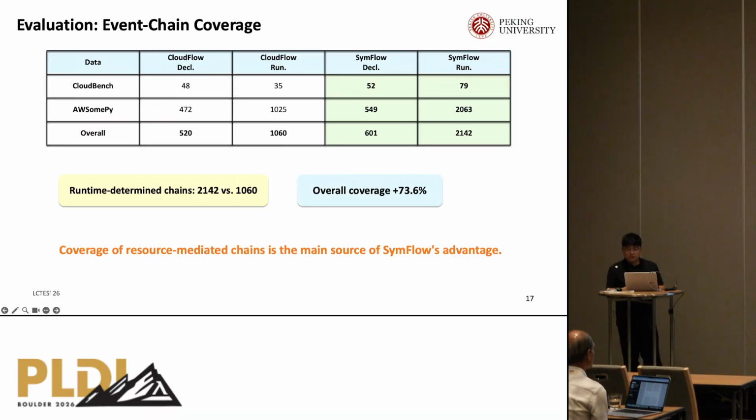And this table explains where the additional detection comes from. For declared dependency, the gap is moderate because both tools can read trigger mappings from ANSI files, and the important gap is shown in the SymFlow runtime determined dependency column. Overall, SymFlow covers 2,142 runtime determined chains, compared with 1,060 for CloudFlow. These are the trains mediated by resources, event contents, and runtime state. So this coverage advantage directly supports the effectiveness result.